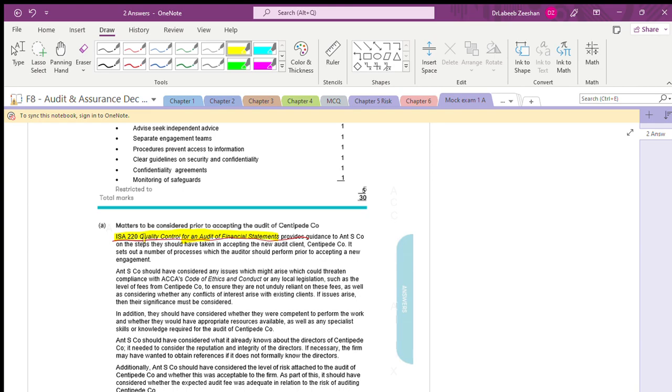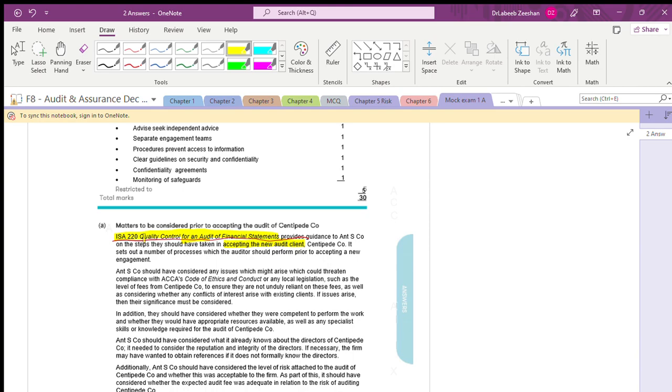Lecture 13. What does it say? Guidance to the company on the steps they should have taken in accepting a new audit client. Before you accept the new client, you have to follow the guidance provided by ISA 220, quality control for audit of financial statements.